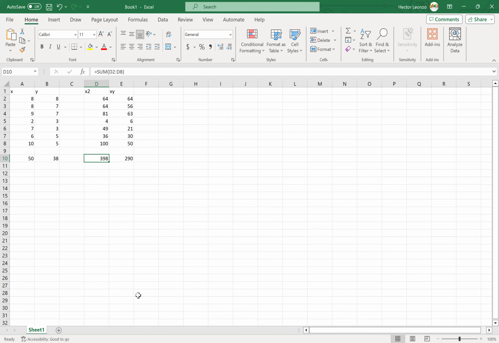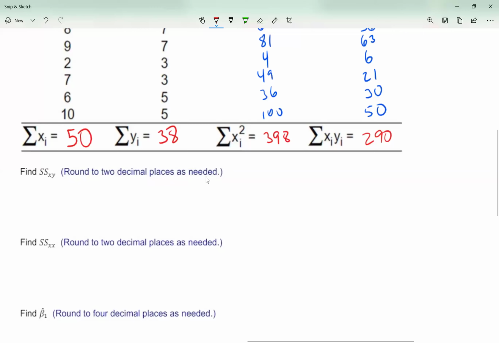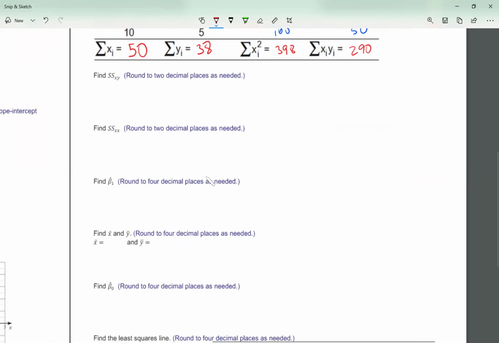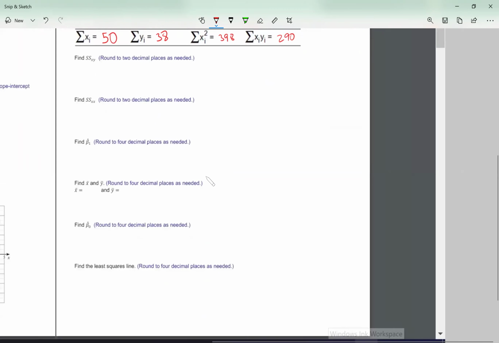Now, when I look at our homework, let me come back to our notes. When I scroll down, I'm going to be able to find all this information. Okay. Now I'm going to find the sum of the squares of xy. I'm going to find the sum of the squares of xx. I'm going to find my beta 1. I'm going to find my x hat, y hat, beta 0, and then find the least squares line. I know it looks pretty scary right now, but it is not.